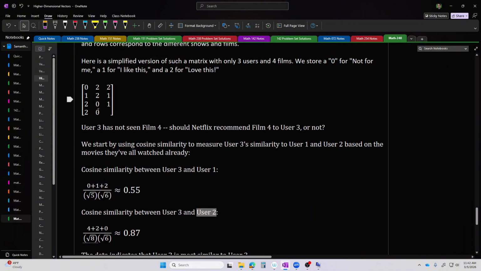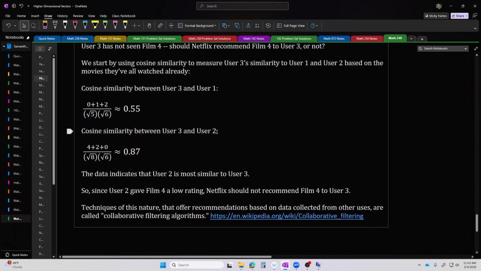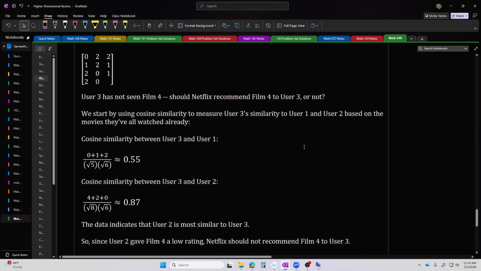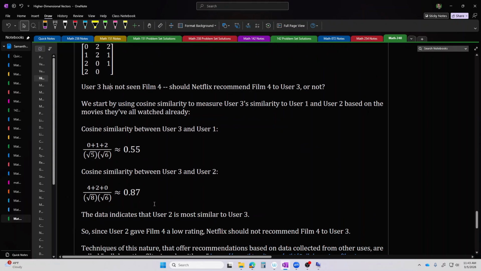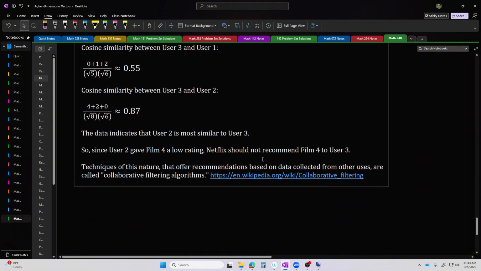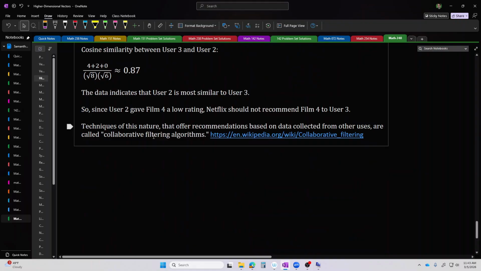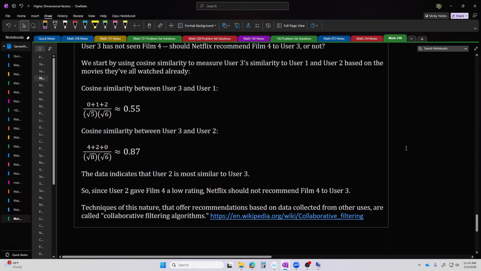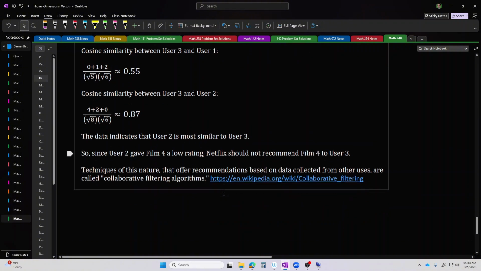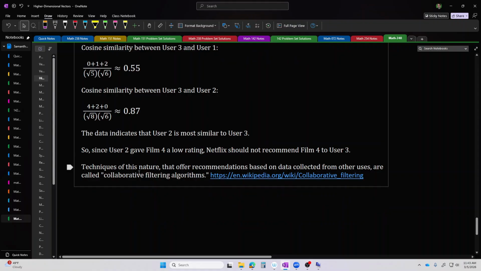User 2 did not enjoy the last film. User 2 gave the last film a rating of 0, not for me. So because user 2 did not enjoy the last film, and because user 2 and user 3 have a large cosine similarity, Netflix is going to decide, no, we will not recommend film 4 to the third user. We will see if there is something else that we could recommend instead. So this kind of algorithm, where Netflix is giving recommendations based on the ratings of similar users, is called a collaborative filtering algorithm.